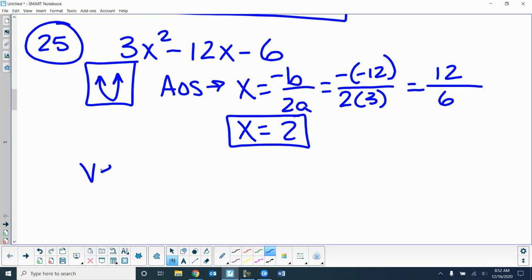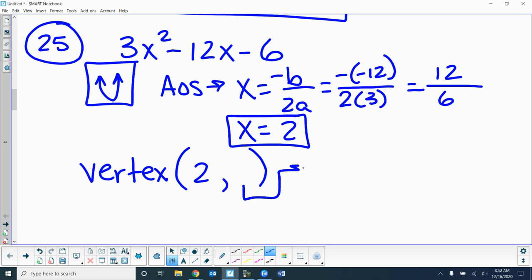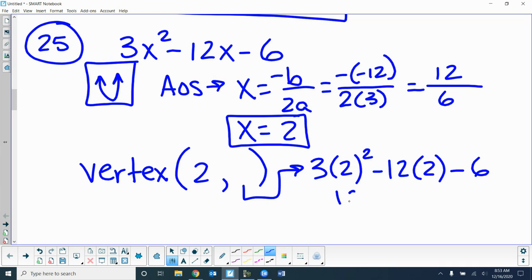And then I have to find the vertex, right? I already got half of it. How do I find the other half? Plug it in, right? Oh, we got to find the y-intercept too, don't we? Plug it in to the original problem. So that's, oops, need a 3 first, don't I? 3 times 2 squared minus 12 times 2 minus 6. All right, 2 squared is 4 times 3 is 12. 12 times 2, 24. 12 minus 24 is a negative 12, minus 6 is a negative 18, right?